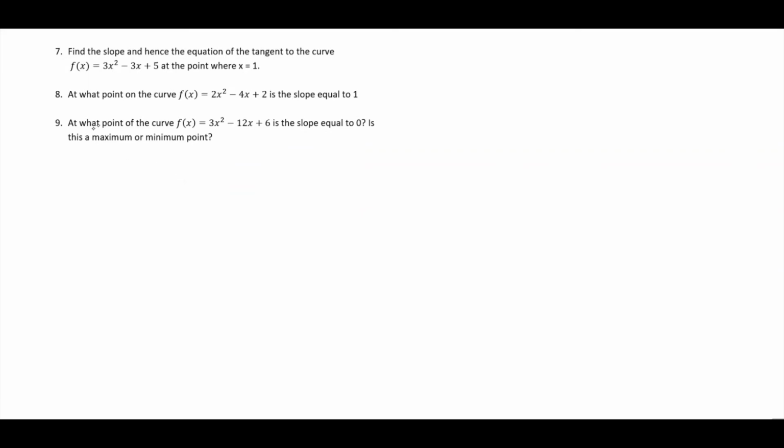So for our final question, at what point of the curve f(x) is equal to 3x squared minus 12x plus 6 is the slope equal to 0? Is this a maximum or a minimum point? Now with this particular one, you'll be able to tell if it's a maximum or a minimum, and I'll show you why. This is a quadratic equation. That means it is a parabola.